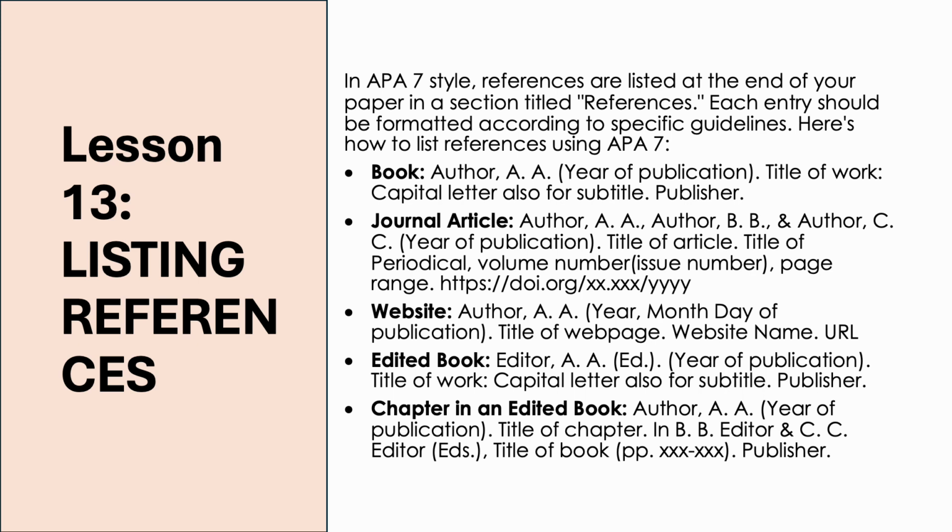We have also the edited book. We have the editor, and then the initials, and then the Ed. inside the parentheses, and then the year of publication, the title of the work, with a capital letter also, followed by the subtitle and publisher. We have also the chapter in an edited book: the author, the initials of the first name and the last name, the year of publication, the title of the chapter, and for some published books we have the editors, and all the editors must also be listed, then the title of the book, the page numbers, and then the publisher.